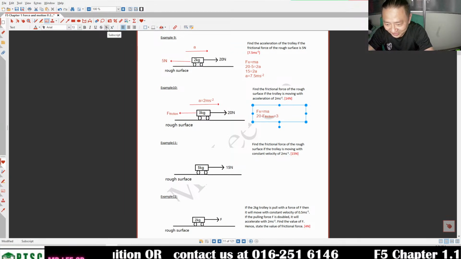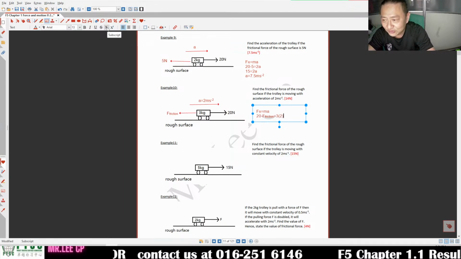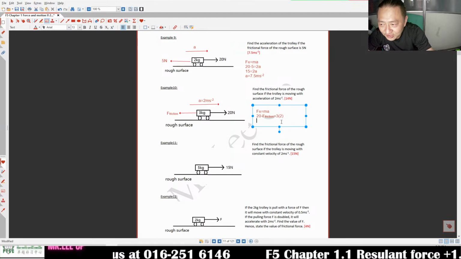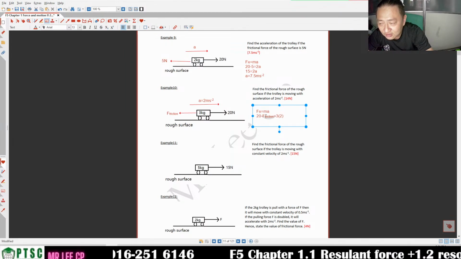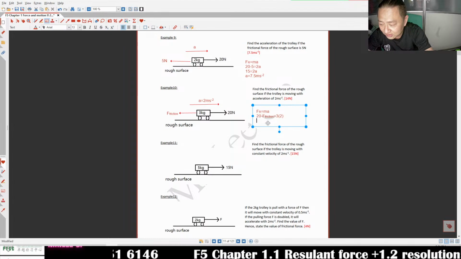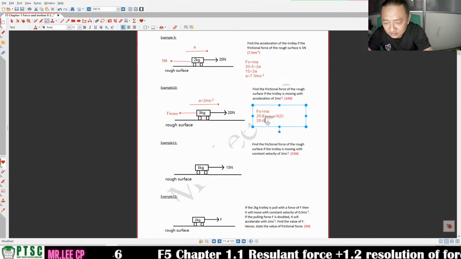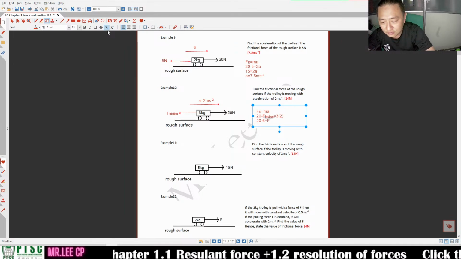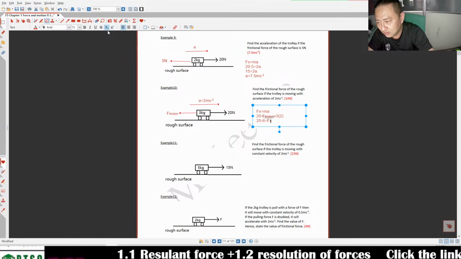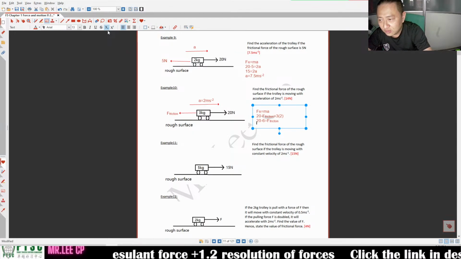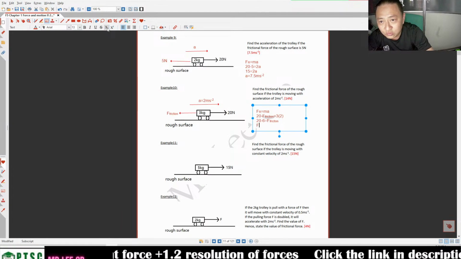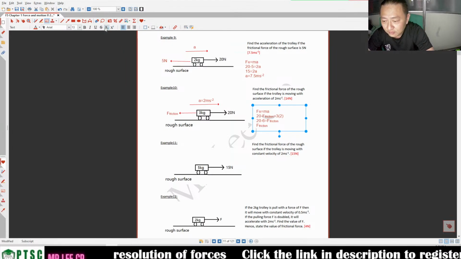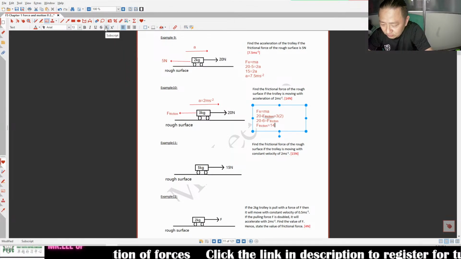The mass is 3, and a I know, it is 2. So 2 times 3 is 6. You move the 6 to the right-hand side. 20 minus 6 is equal to the frictional force. So my frictional force will be 20 minus 6, which is 14 Newton.